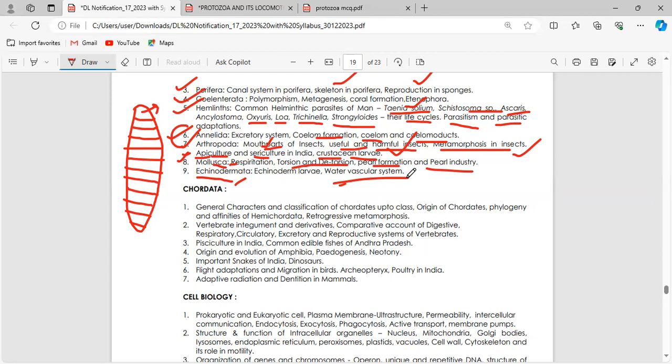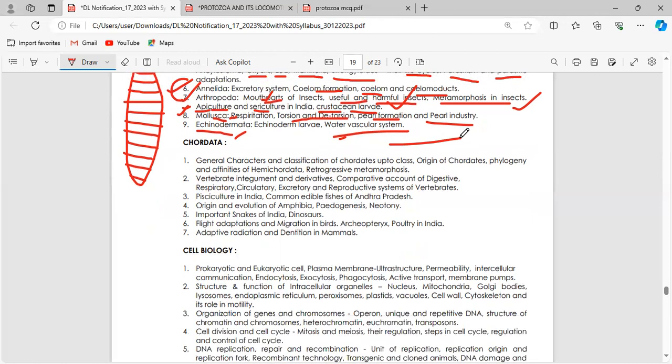In place of the excretory system, this water vascular system is present. I'm going to explain what the water vascular system is, what the types are, what the parts involved in the water vascular system are, and what function each part is destined to do. Everything will be discussed in the water vascular system. That's all about the non-chordata.